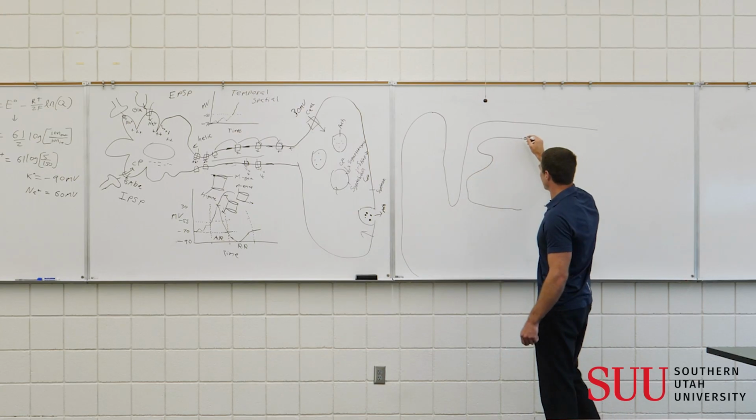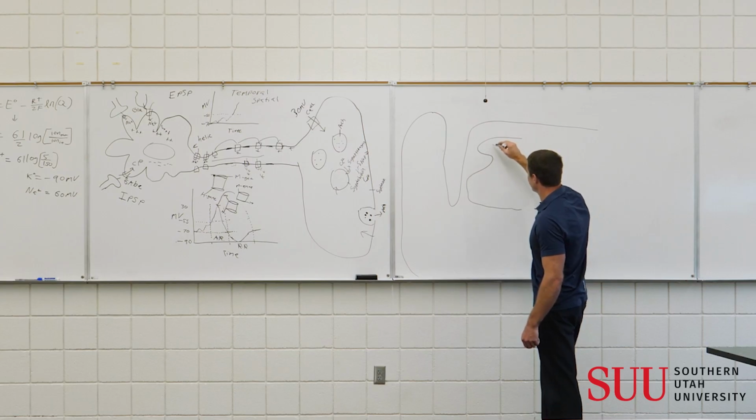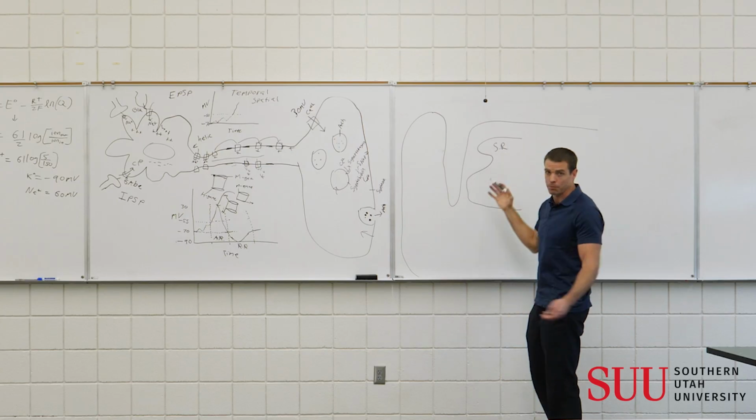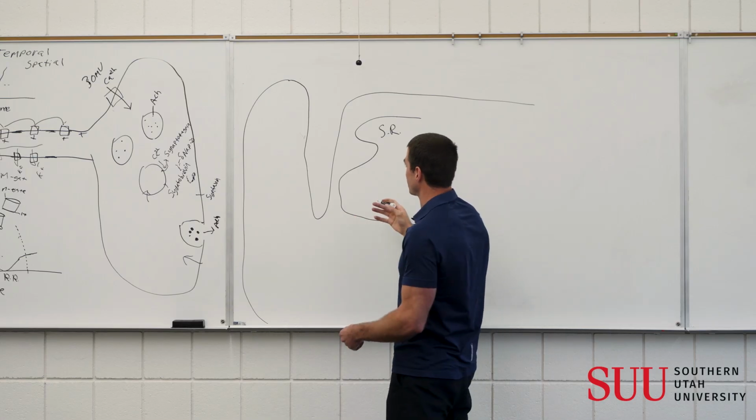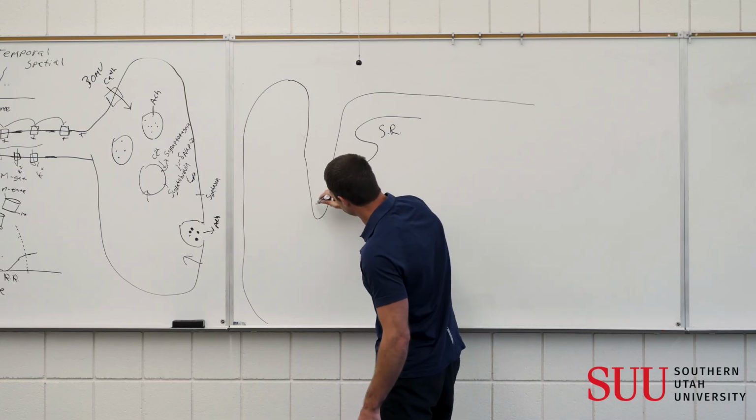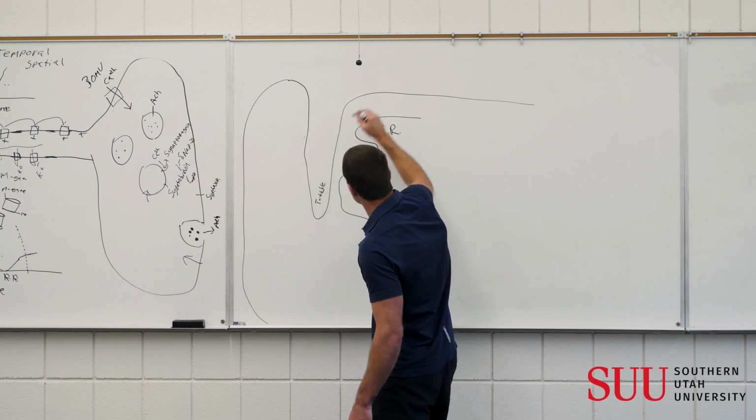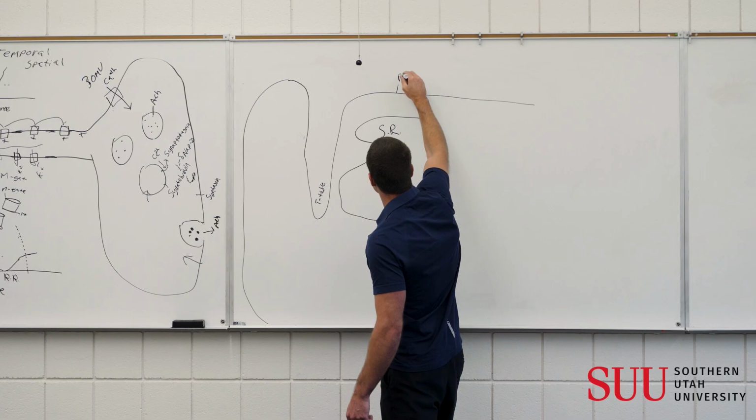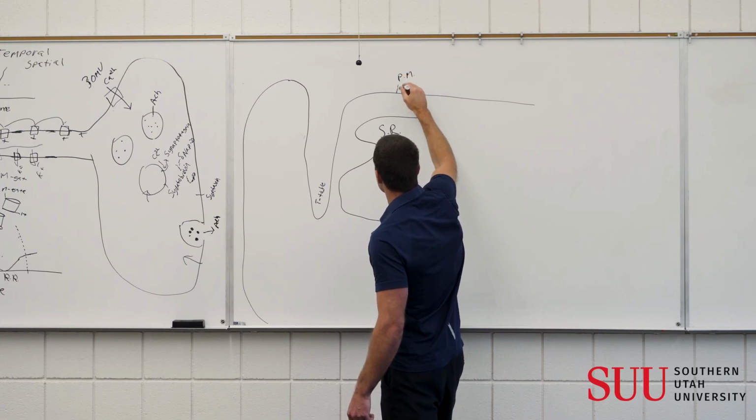And this is going to store a lot of our calcium, right? So this is our SR, endoplasmic reticulum, sarcoplasmic reticulum, because it is a muscle cell, so it's specialized, right? Here, again, this is our T tubule. And this here is the plasmalemma, or the plasma membrane.